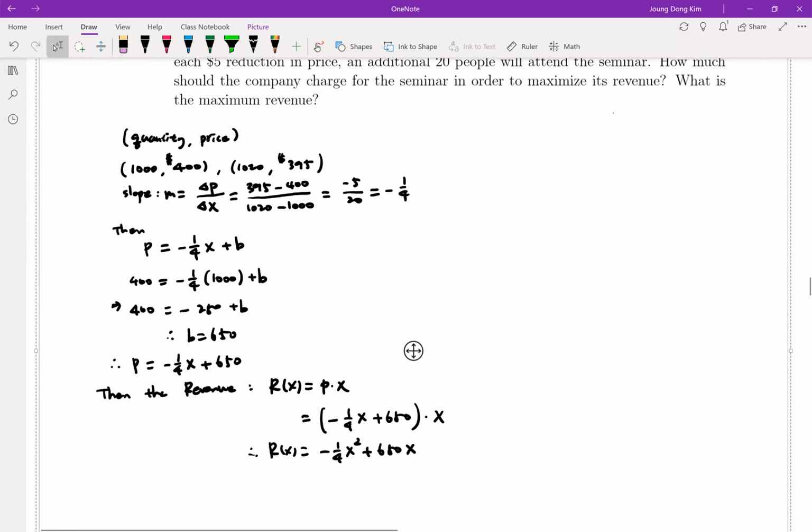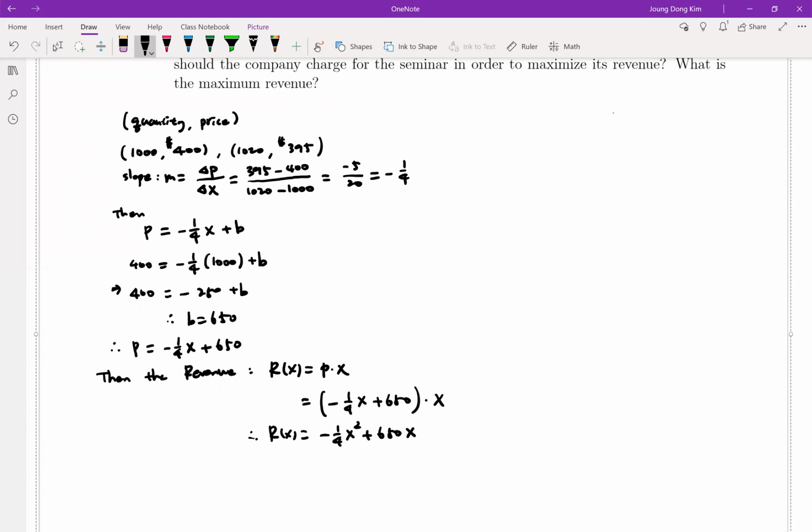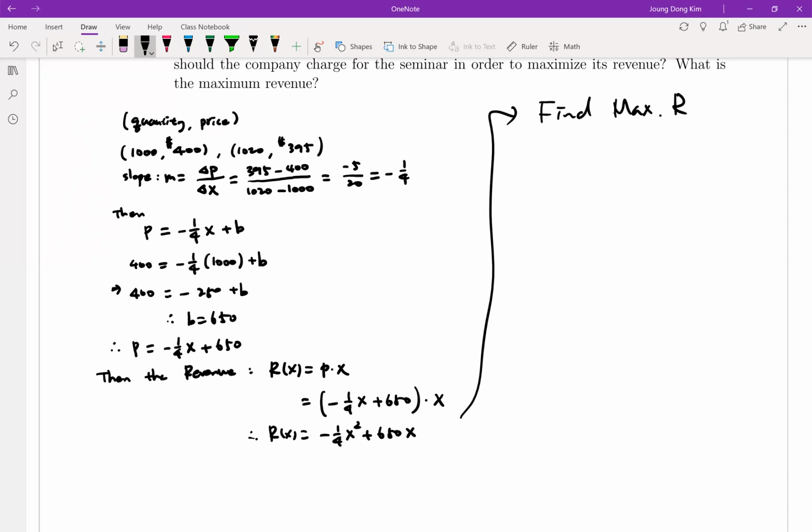So now we found the revenue. Then the main problem is they ask to find the maximized revenue, right? So finding the maximum of this function is really easy. What is the process? First of all, we start by finding the critical value. To find the critical value, we need R prime, which is equal to negative 1/2 X plus 650. Then to find the critical number, we set that equal to 0.